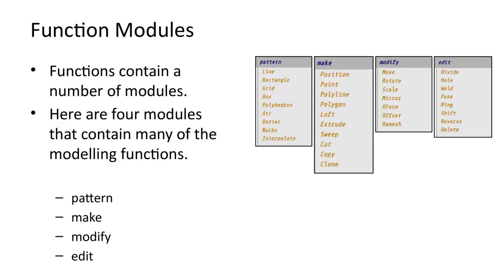Here are 4 modules that contain many of the most commonly used modeling functions. The pattern functions generate patterns of positions. They all return lists of positions. The make functions create geometric entities. They all return the entities they make. The modify functions modify the positions of geometric entities. They all have no return value. The edit functions modify the topology of geometric entities. Some have a return value.